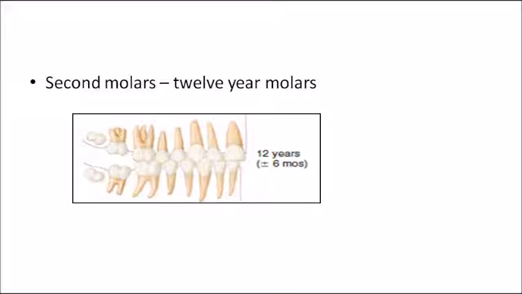So we have already seen by 11 years of age, you have lost all your primary teeth. So basically your mixed dentition ends by the age of 11 years. And by 12 years, you will notice the appearance of the second molars.